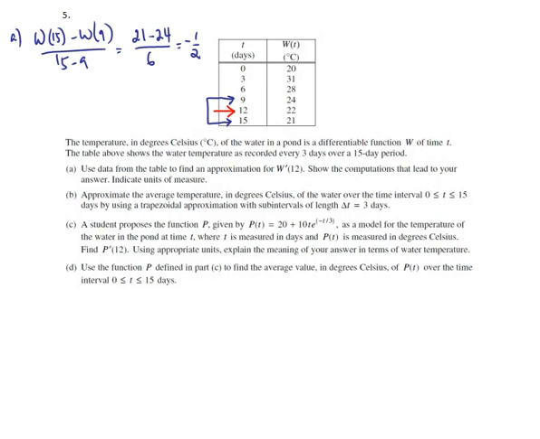And so we use W of 15 minus W of 9 over 15 minus 9. That comes out to be 21 minus 24 over 6, and that's negative 1/2.